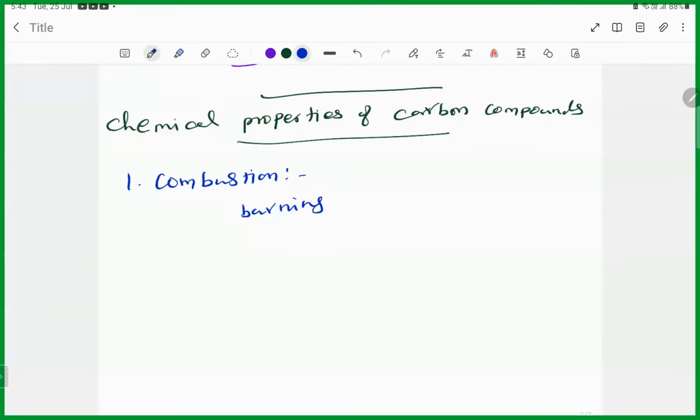So it is highly exothermic. What is exothermic? Heat is liberated out. Highly exothermic, that is, a product with a lot of heat. Combustion is a reaction of oxygen with a compound containing carbon and hydrogen. This is known as combustion. So when you burn methane with oxygen, it will give carbon dioxide plus water.